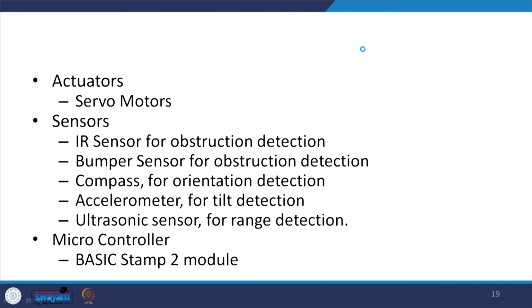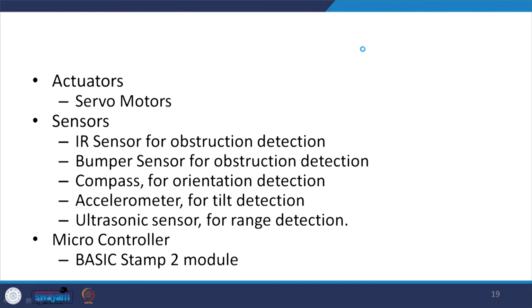Then we have the bumper sensor for obstruction detection. Basically these bumper sensors are nothing but switches, so they make on and off contact. Then we have a compass for orientation detection, an accelerometer for tilt detection, and an ultrasonic sensor for range detection. So we have actuators and sensors, and these are connected through the microcontroller, which is the basic stem module. This way the toddler walking robot forms a complete mechatronic system.